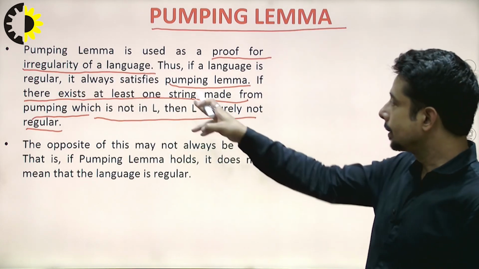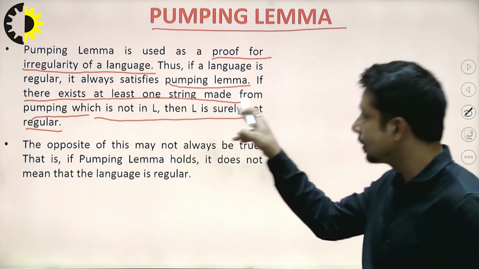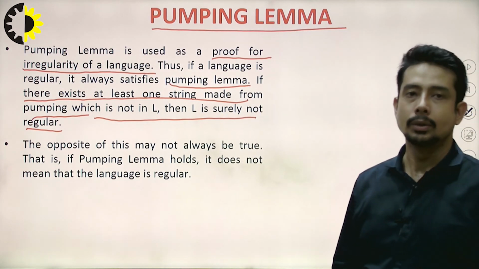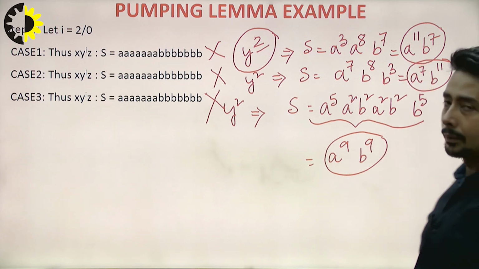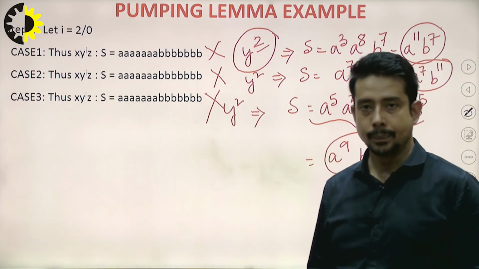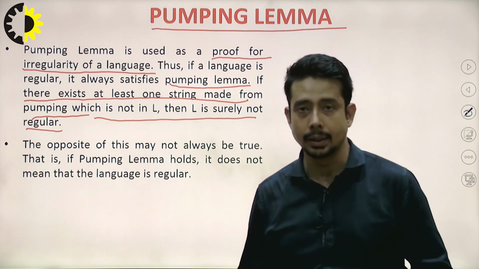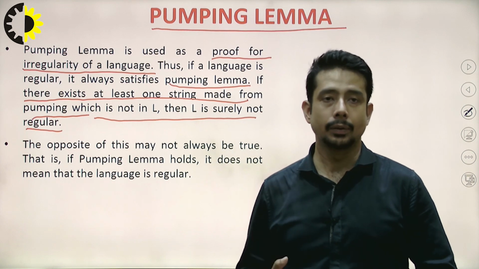Now I hope you can understand this particular line, that if there exists at least one string made from the pumping length which is not in the language, then L is surely not regular. So this is the particular topic which we have tried to understand, and it is used for checking the irregularity of a language.